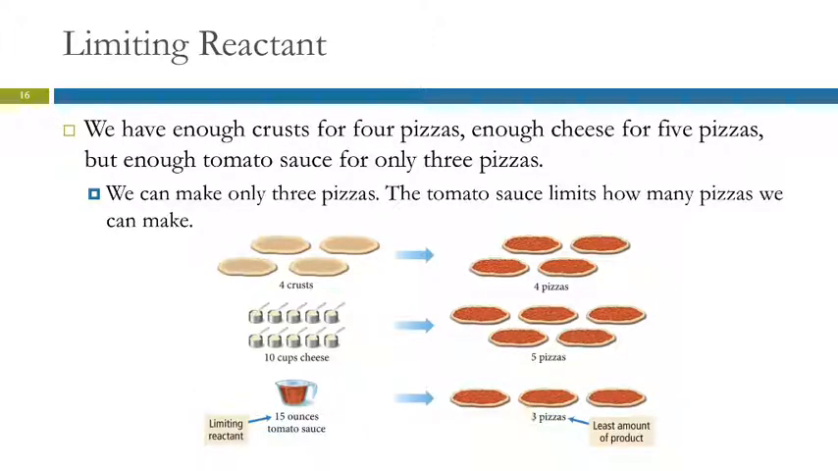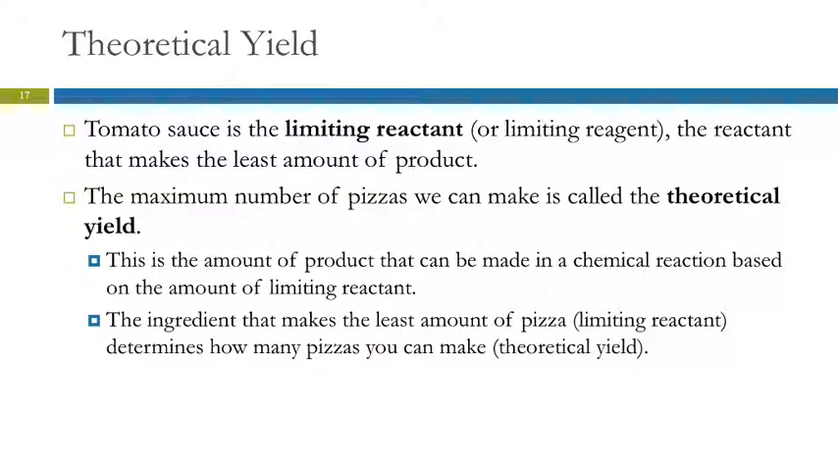The reactant, or the ingredient that gives you the smallest amount, is called the limiting reactant because it limits production. Everybody okay with that? So we call the tomato sauce here the limiting reactant, sometimes the limiting reagent. It's what makes the least amount of product. The maximum number of pizzas we can make, which is the smallest number that we came up with, is called the theoretical yield. Because if everything goes perfectly, in theory, you could make 3 pizzas.